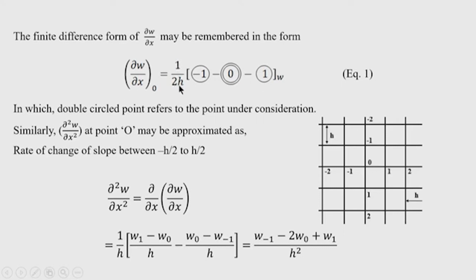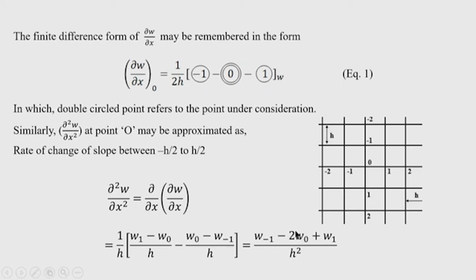Here, instead of this 2h, because minus h by 2 to plus h by 2 distance is h, we have kept h, and the value is w1 minus w0, and minus, because we are evaluating the change, w naught minus w minus 1, divided by h. So after simplification we get w minus 1 minus 2 w naught plus w1 divided by h square. This equation has some implications.